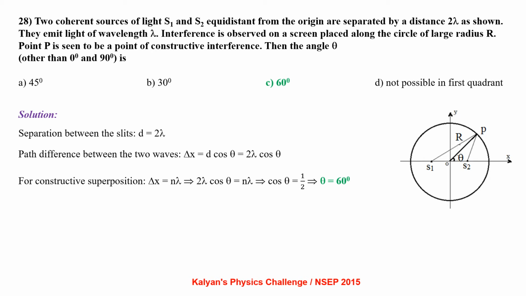Separation between the slits d equals 2 lambda. Path difference between the two waves delta x equals d cos theta, that is 2 lambda cos theta. For constructive superposition, the path difference delta x equals an integral multiple of lambda, that is delta x equals n lambda. 2 lambda cos theta equals n lambda, from which we have theta equal to 60.